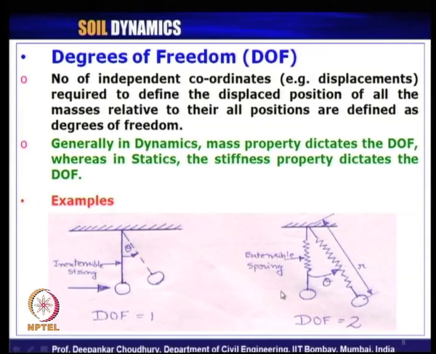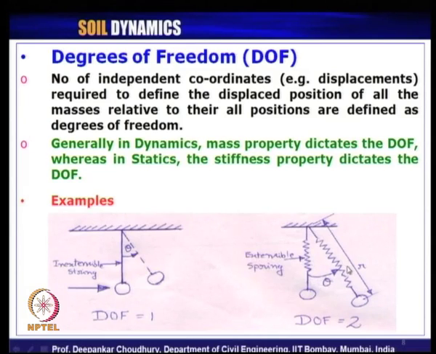Let us take another example of that same pendulum problem. The only change is, instead of an inextensible string, we consider an extensible string. So, something like this, as if a spring, and to the spring a mass or pendulum bob is attached. With respect to time, if we apply a load to it, it starts vibrating like this. At any point of time, how many coordinates, minimum number of coordinates, do we require to define its position?